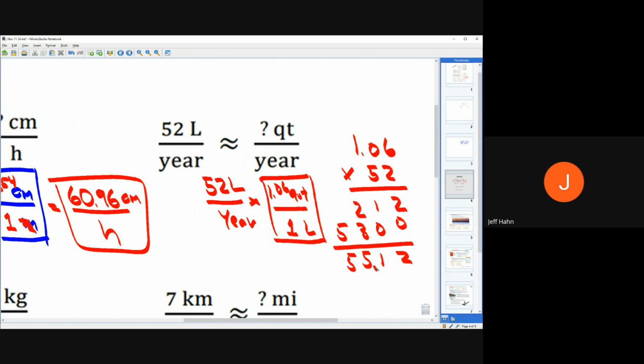And then my answer obviously would be 55.12. What did I change? I crossed off liters, so I know I'm left with quarts per, what's on the bottom? A year.